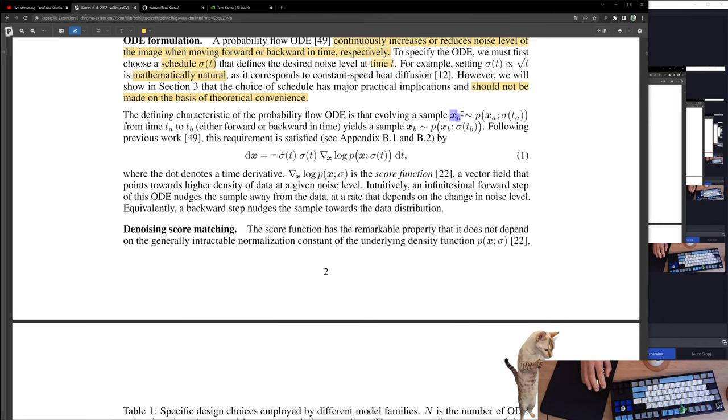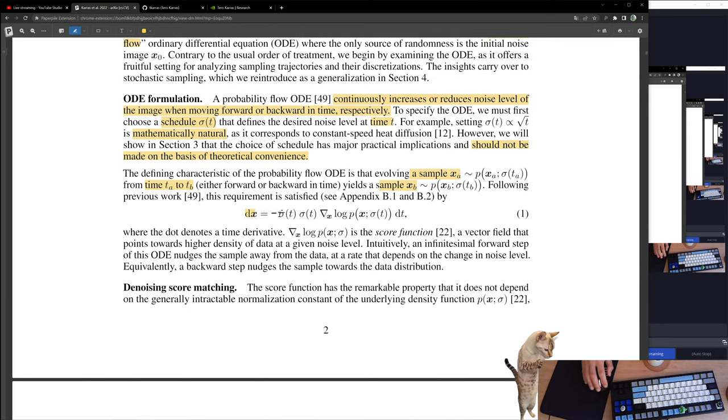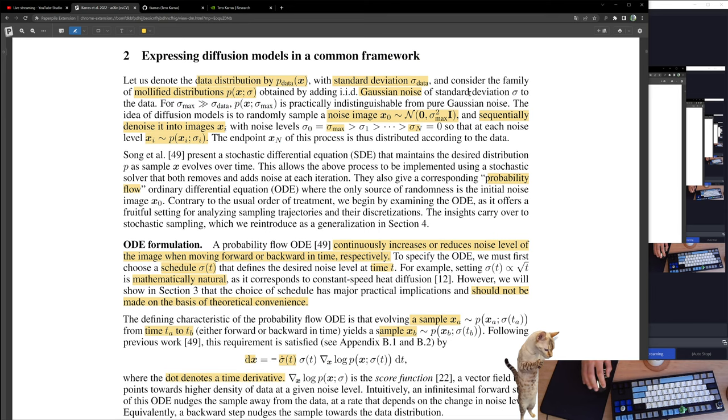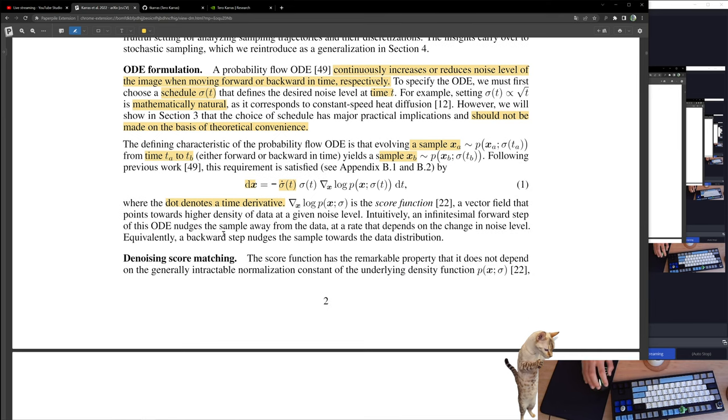Evolving a sample x_a from time t_a to t_b yields a sample x_b. Let's highlight this so we can go back. Okay. This requirement is satisfied by, okay, so dx, the change in x, is the negative dot, so dot is a time derivative, right? So this is the derivative of the standard deviation of the Gaussian noise over time.